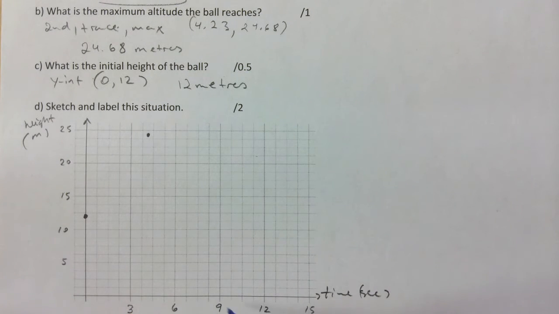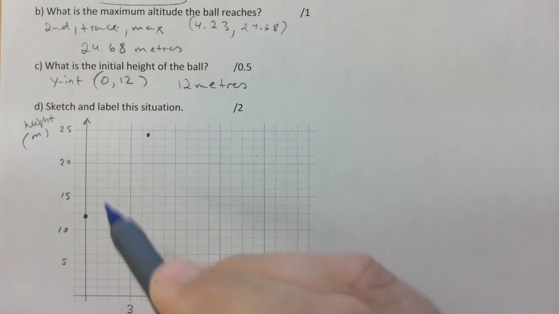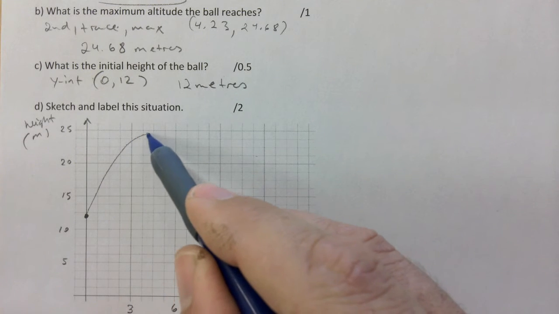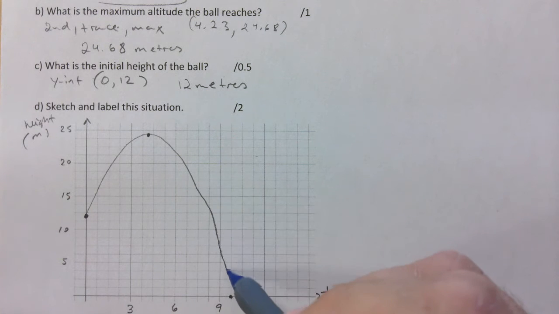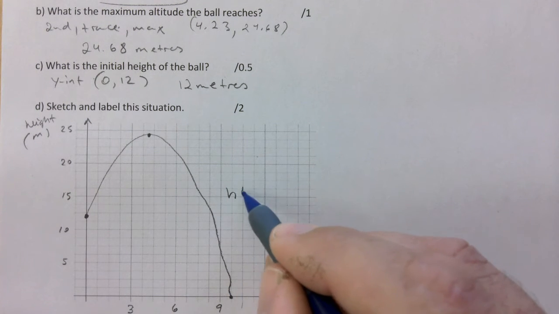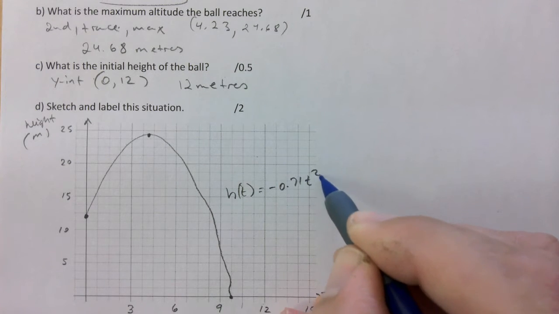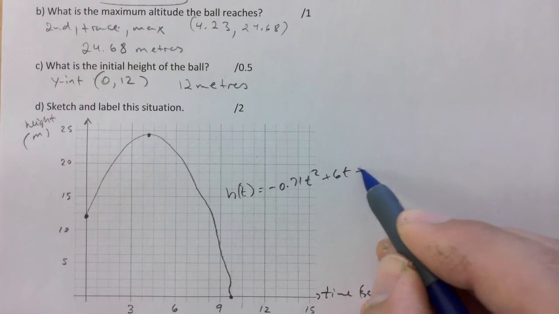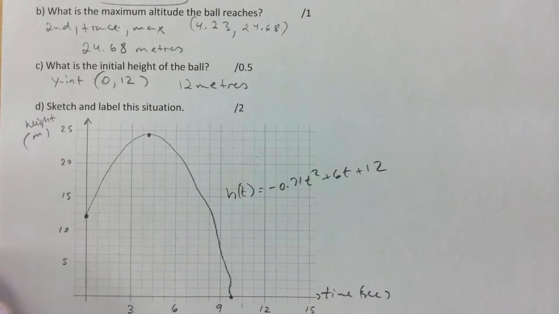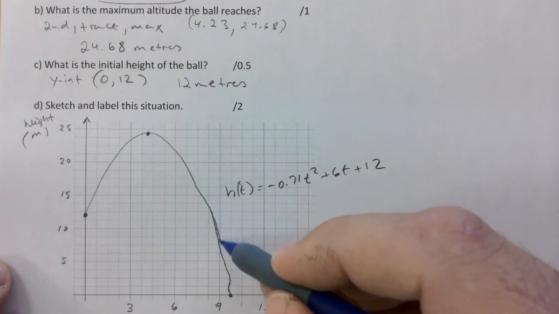And then 10.12, this would be 10.5, sorry, right here. So 10.12 would be right about there. And you go up and over. And don't forget your equation: negative 5t squared plus 6t plus 12. And there is your graph.